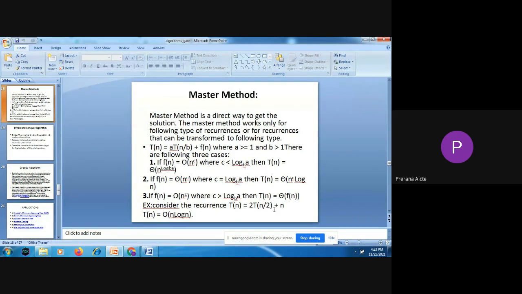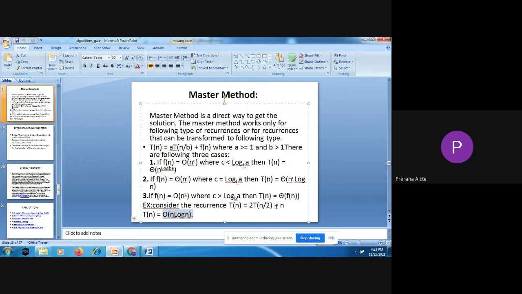So log a base b, log 2 base 2, it is going to be 1. So our c value is also 1. So it comes under case 2. So as c equal to log a base b, time complexity is going to be n power c log n. So c value 1 కాబట్టి n log n అవుతుంది.